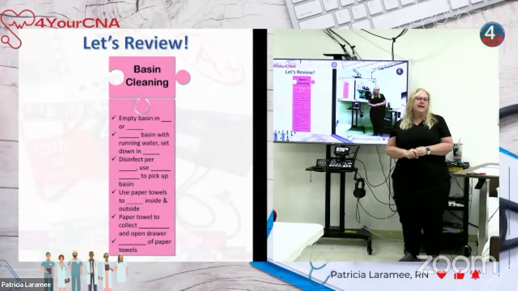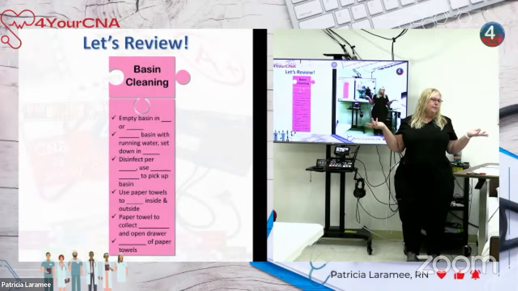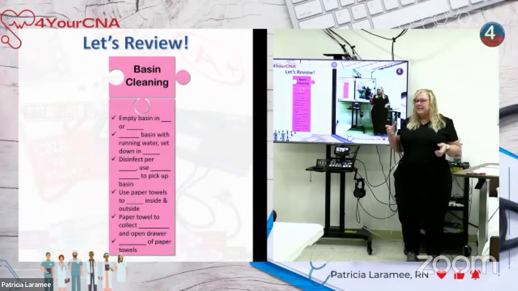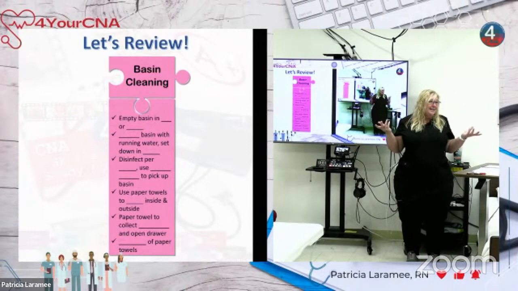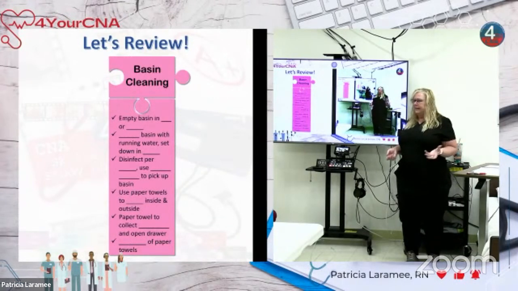Everything is going to be cleaned the same way. We're going to dump it wherever it normally goes, right? Sink, toilet, whatever it normally goes. And then we're going to rinse the basin, right? Now, basin could be a small emesis basin for mouth care, could be a big bath basin for bathing, could be a urinary graduate container, which is what we dump the urine in to measure it. So anything that we have to clean that held something liquid is called a basin. They're all cleaned the same way. Bedpans too, cleaned the same way.